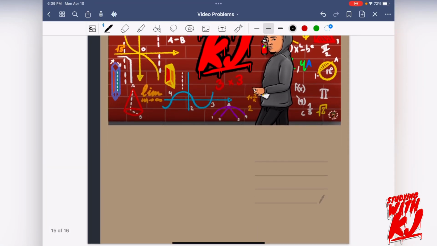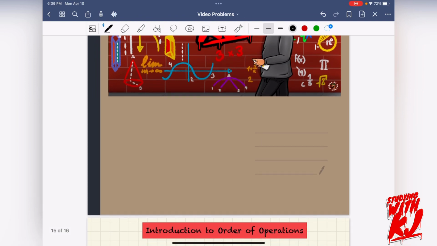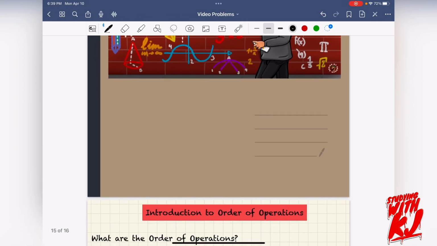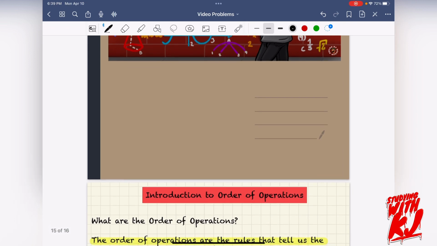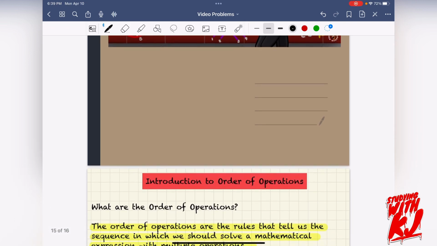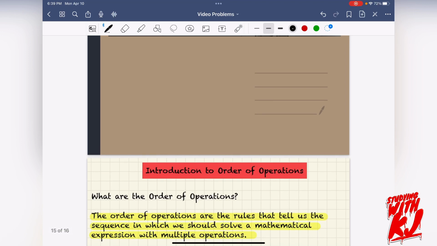Today, we'll be going over the introduction to order of operations. Now, before we get into solving some example problems, we must first know what the order of operations are. And I have that written here. The order of operations are the rules that tell us the sequence or order, sequence and order mean the same thing, in which we should solve a mathematical expression with multiple operations.